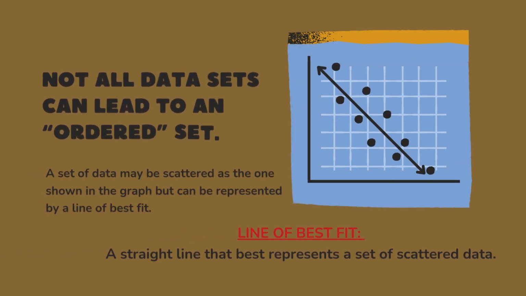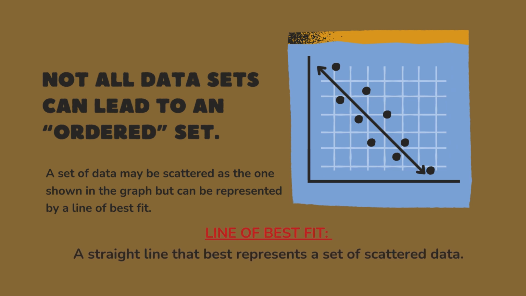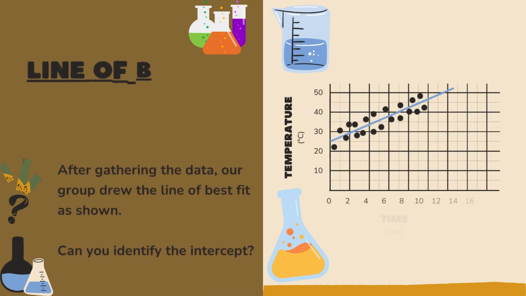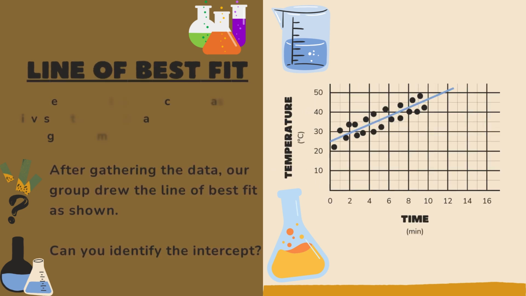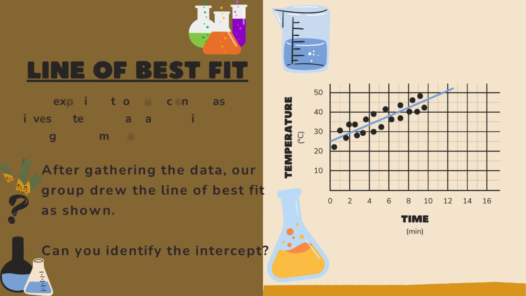So a set of data may be scattered like the one shown in the graph, but can be represented by a line of best fit, a straight line that best represents a set of scattered data. Not all data sets can lead to an ordered set. Line of best fit. After gathering the data, our group drew the line of best fit as shown.